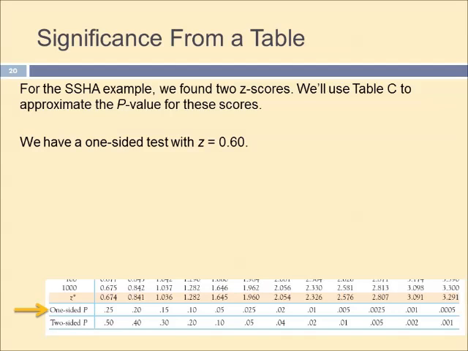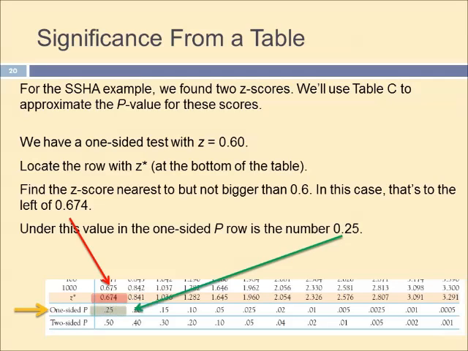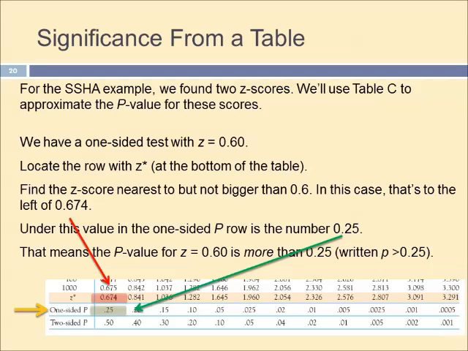Okay, so with the one-sided test where we had z equals 0.6, we again locate the row with the critical z values, and then find the z-score nearest to but not bigger than 0.6. In this case, that's to the left of 0.674. So under this value in the one-sided row is the number 0.25. So keep in mind our number 0.6 is actually to the left of that, which indicates that the one-sided p-value is actually bigger than 0.25. So we write that as p is greater than 0.25.